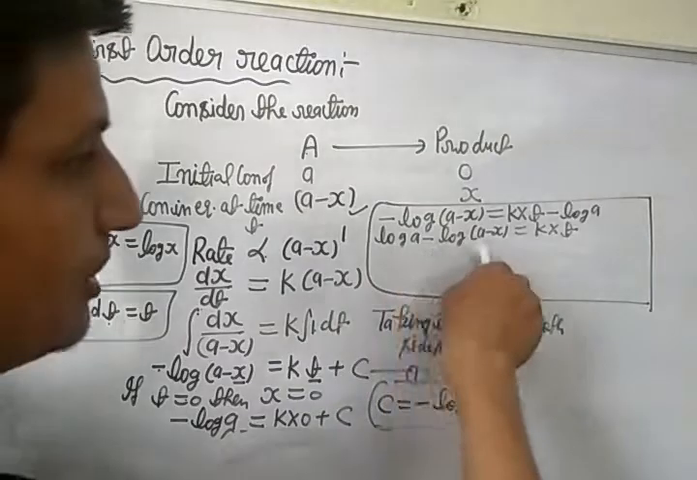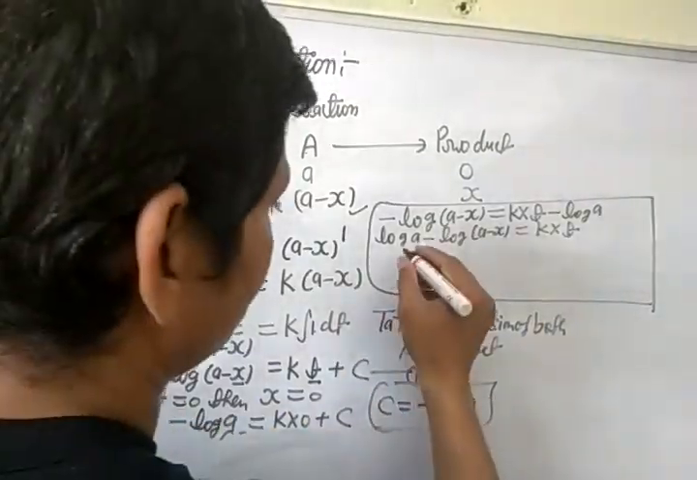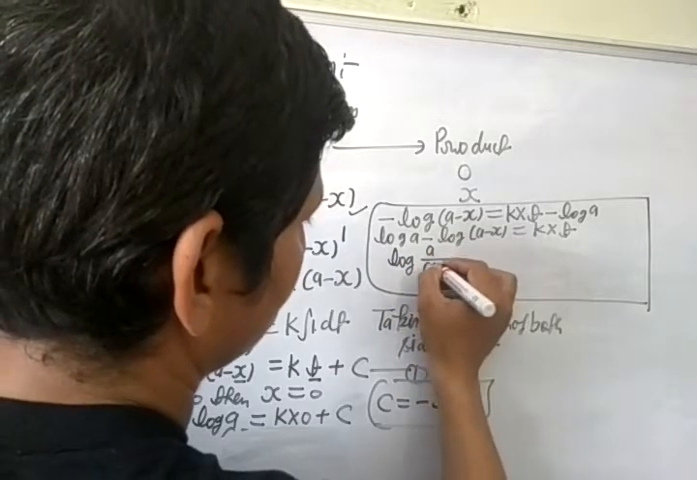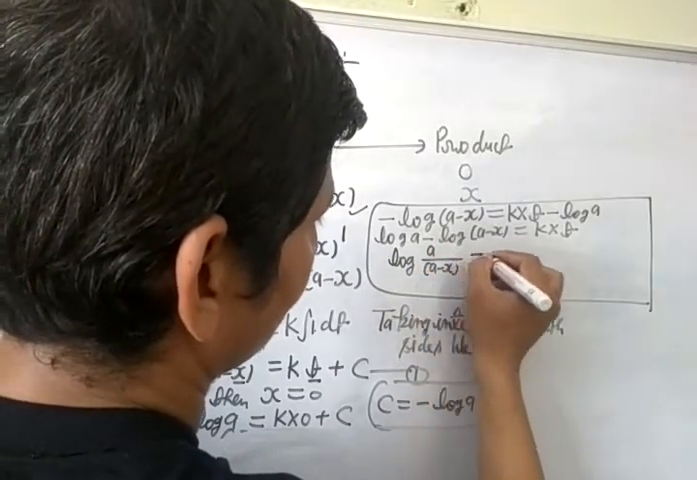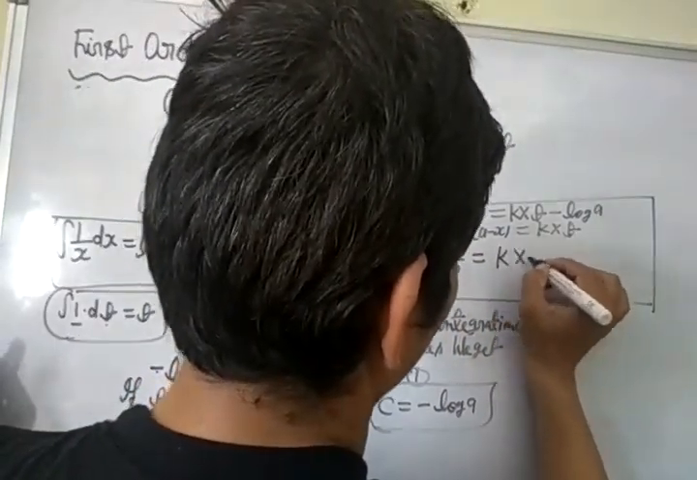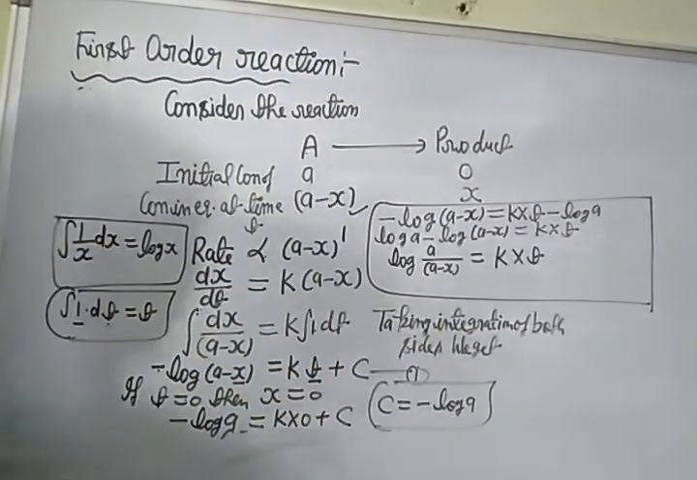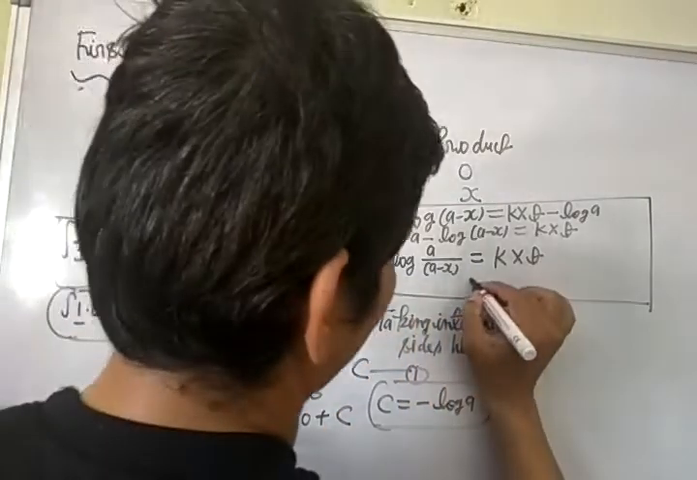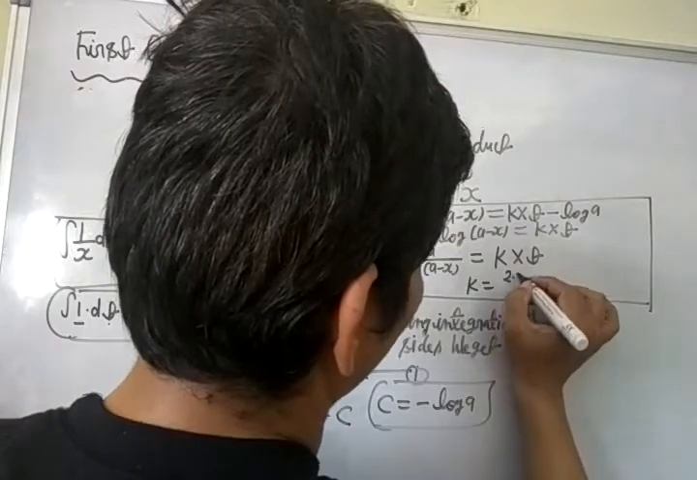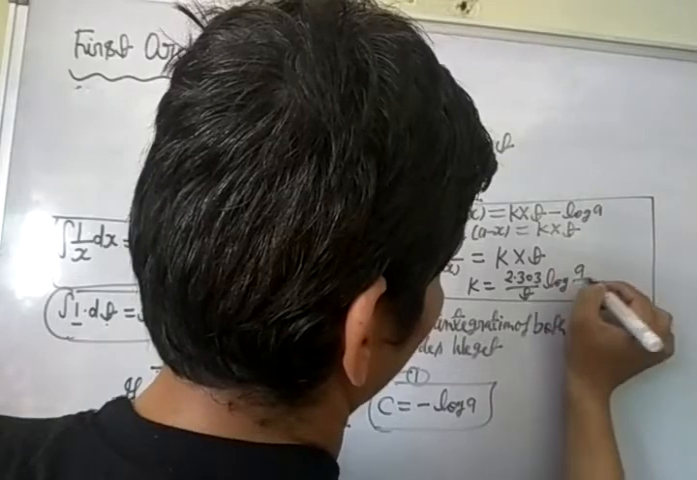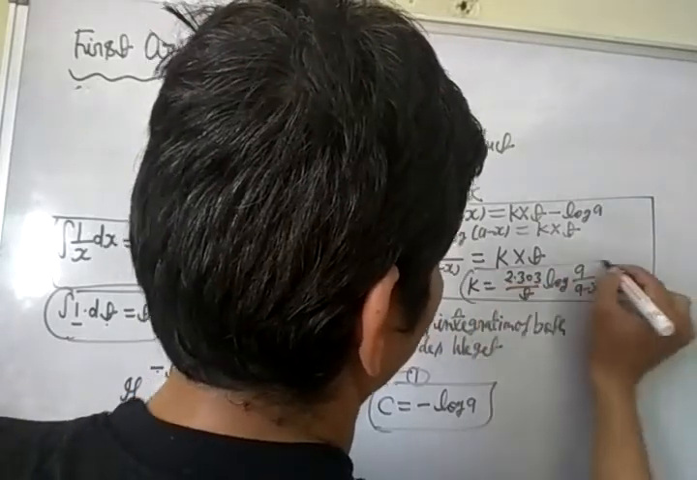Log m minus log n is equal to log m upon n. So we can say log a upon a minus x is equal to k into t. Now here the base is e. So finally we get k is equal to 1 upon t log a upon a minus x.